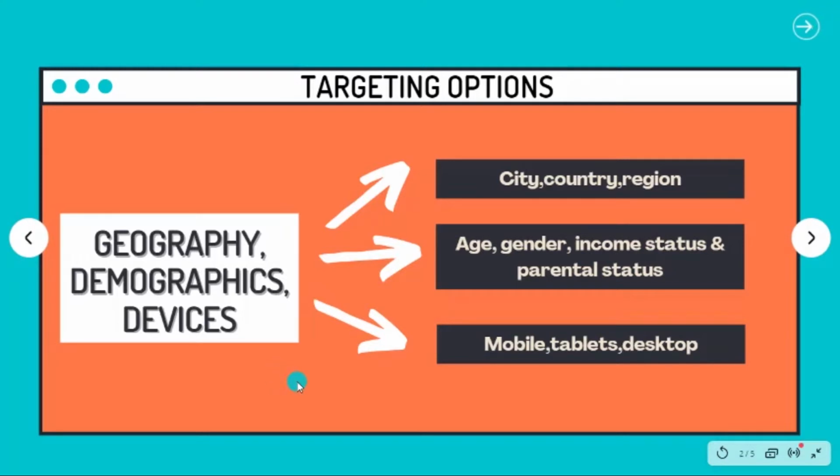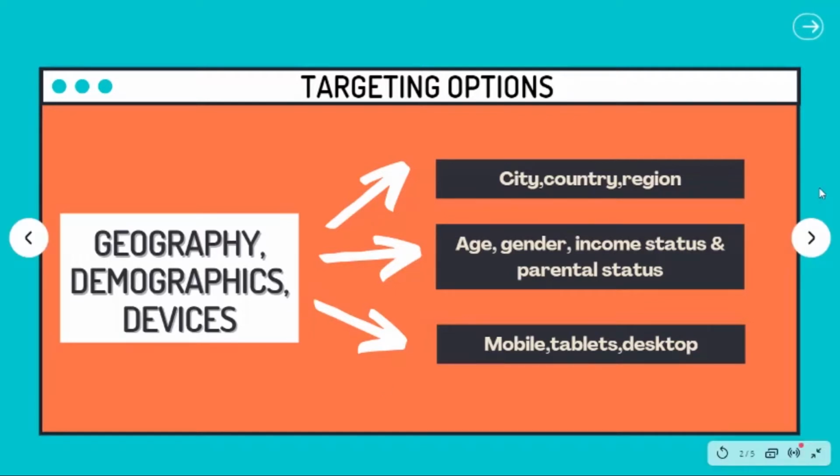When it comes to targeting options with geography, we usually concentrate on the city, country, region, GPS coordinates. And demographics is target based on age, gender, income status and also parental status. And the devices that we are going to mostly target here is mobile, tablets, desktops and sometimes even televisions.